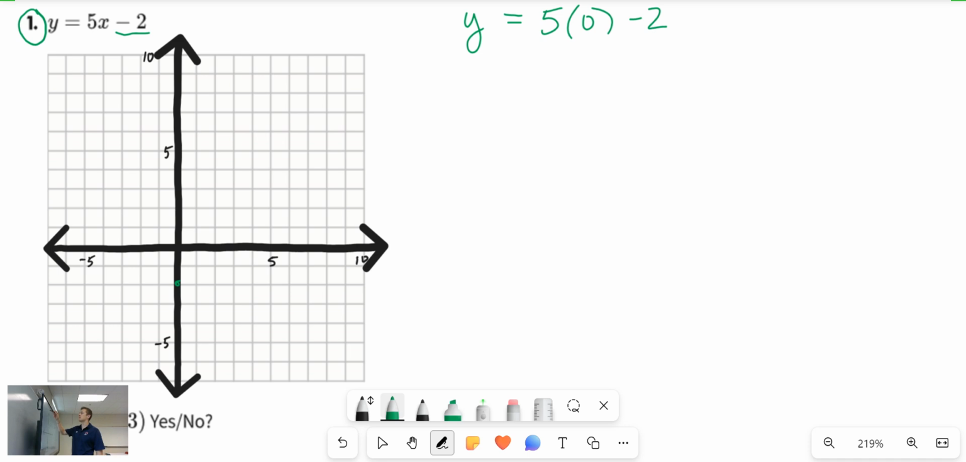Now if we know that minus 2 is our intercept, 5x is actually our slope. So for instance, if we put in a 1, we'd have y equals 5 times 1, and then minus 2. This is just going to be 5 minus 2, which is equal to 3. So if we put in a 1, we should get out 3. So that should be the point right here.